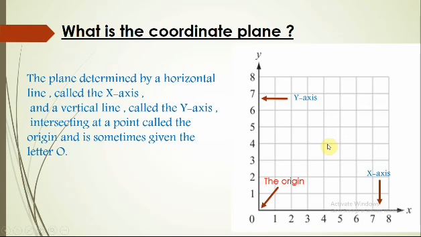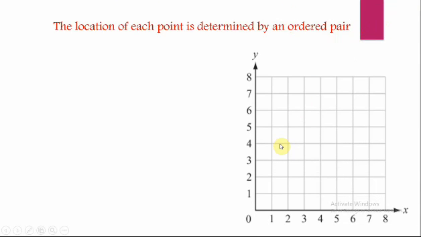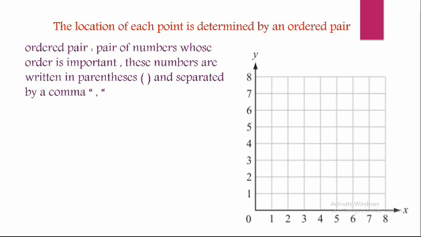What about the points inside the coordinate plane? The location of each point is determined by an ordered pair. Well, ordered pair, a new word. What is the ordered pair? It is a pair of numbers whose order is important, which means we cannot change the order. These numbers are written in parentheses, like this one. Here are the parentheses, and the numbers are separated by a comma.